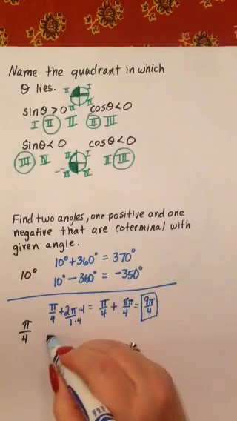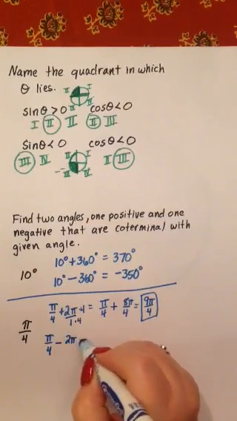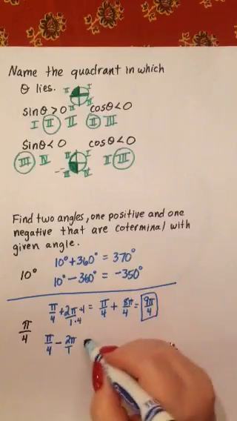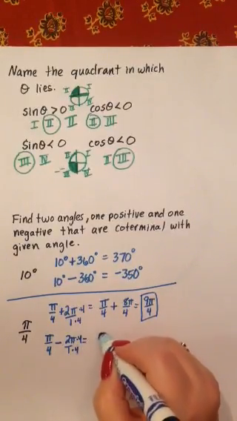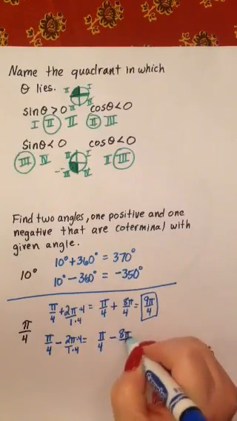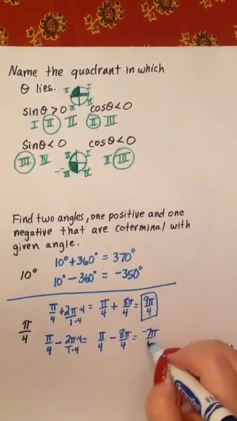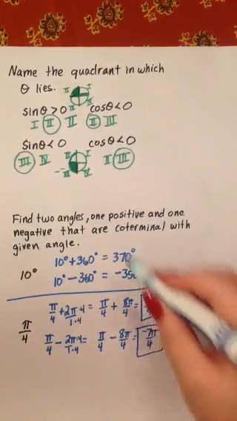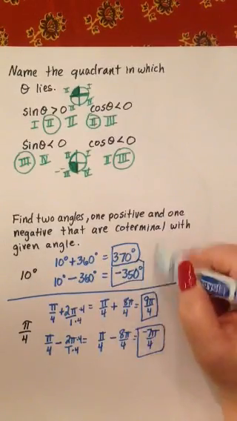Now the negative one, I have to go pi over 4 minus 2 pi, which will be like over 1. So I have to multiply top and bottom by 4. So it's pi over 4 minus 8 pi over 4, which would give us negative 7 pi over 4. So these are the answers to this one, and these are the answers to this one.